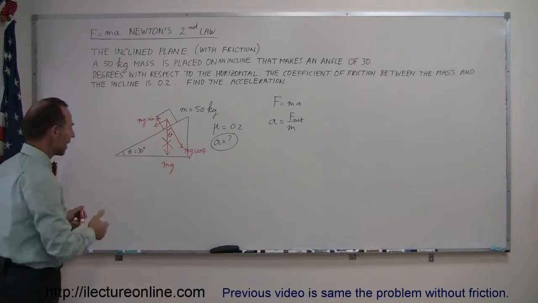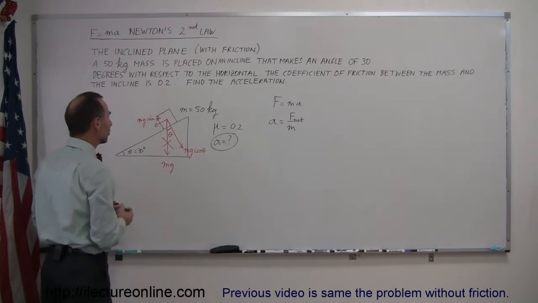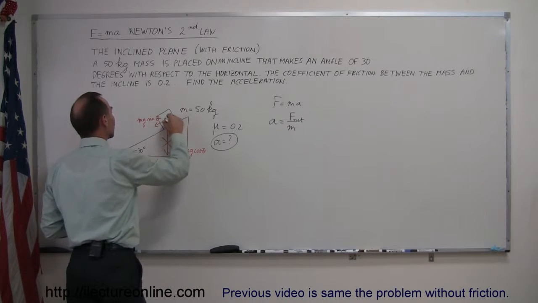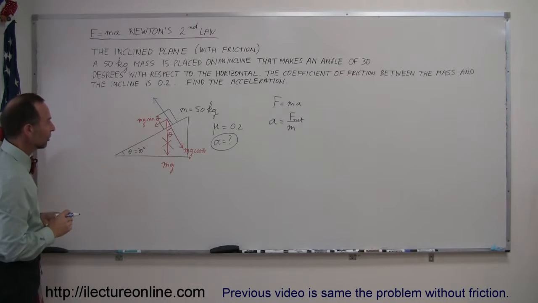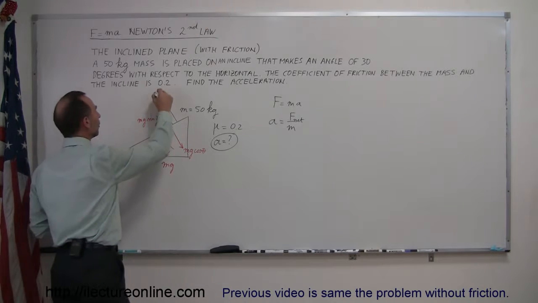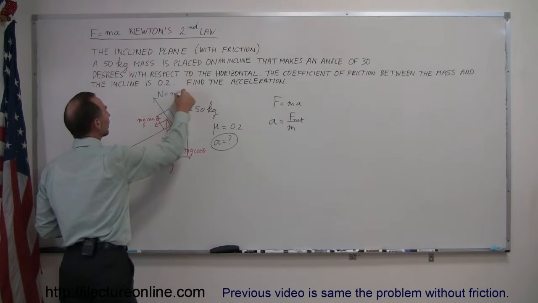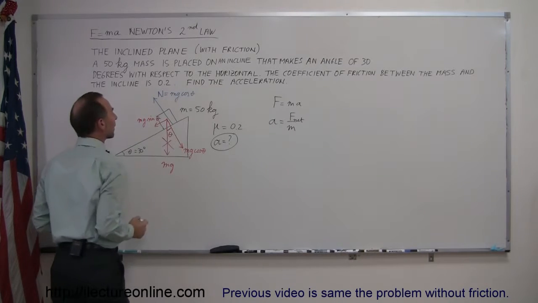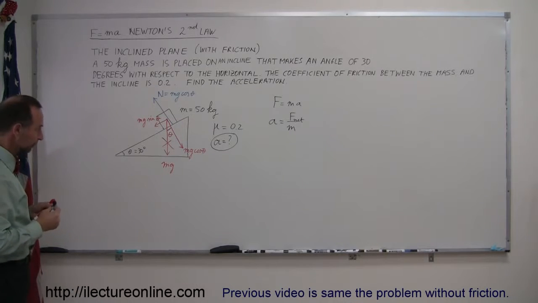Now, since the mass is pushing down on the plane, that means that the plane is pushing back against the mass. Newton's third law tells us that there's an equal and opposite force. Whenever there's an action, there's an equal and opposite reaction. So this is the normal force, and the normal force must be equal in magnitude to the mg cosine theta. And of course, now you can see that those two forces cancel each other out.